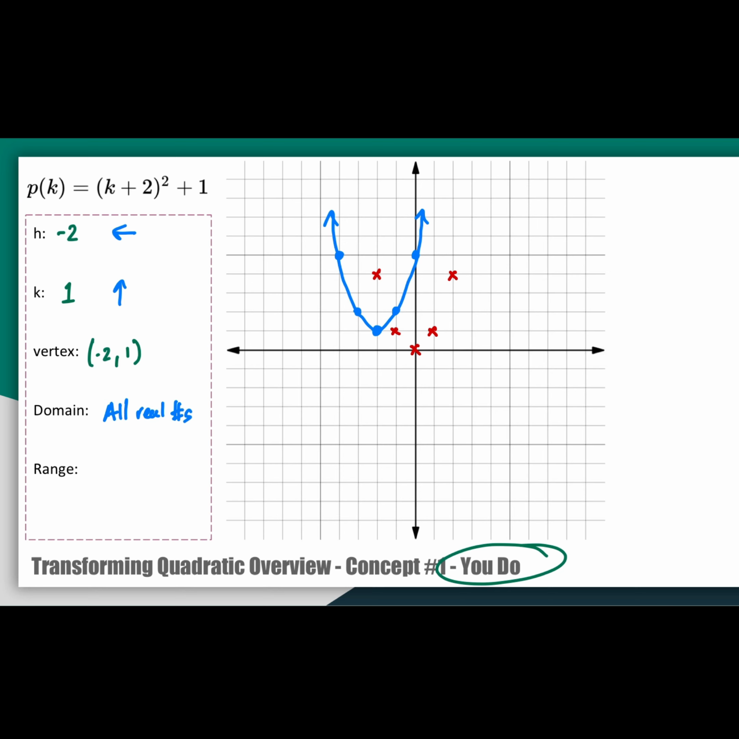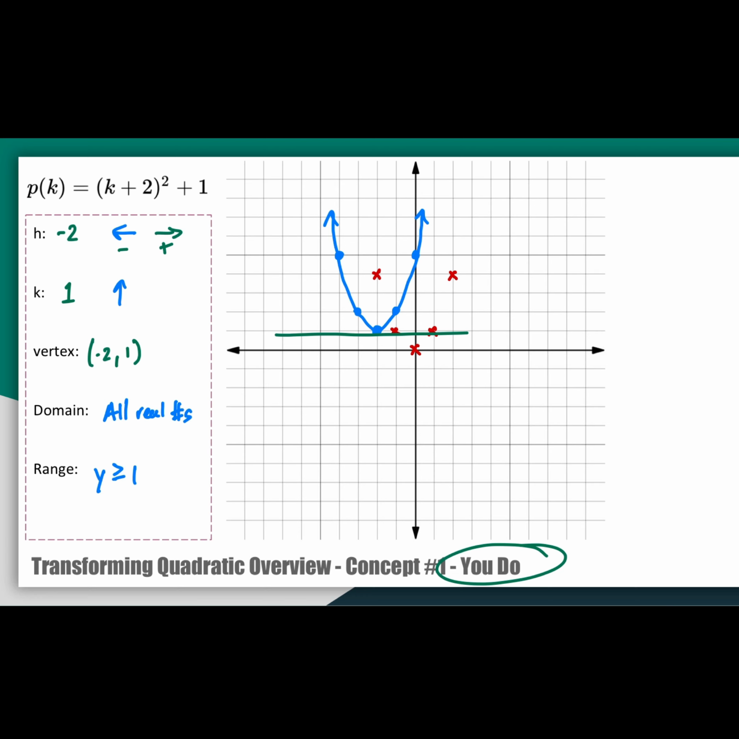Okay. And then our range is y is greater than or equal to 1, because we can see it does not go below 1. Now I'm going to talk a little bit more about these shifts. I think maybe I could have done a better job of explaining them. If you have a negative h, it's going to the left. So negative goes to the left, positive goes to the right.